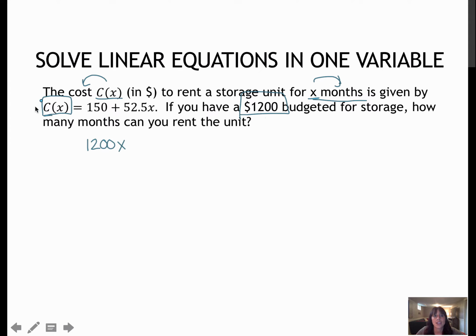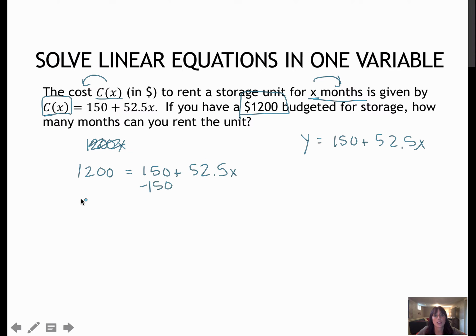Now remember that c of x is just one thing. It's kind of like if I wrote y equals 150 plus 52.5x. So it's just one thing. You would not put the x there because that's part of c of x. So I would write this as 1,200 equals 150 plus 52.5x.